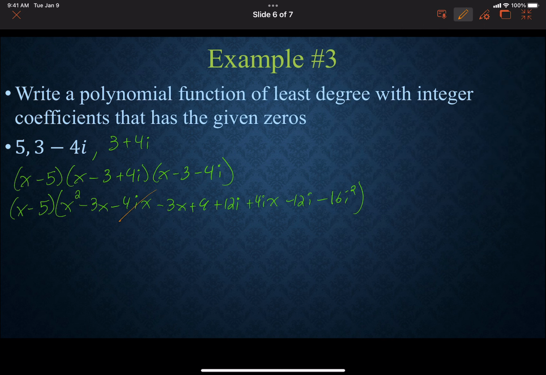Negative 4ix and positive 4ix are gone. 12i, negative 12i are gone. And then the last i left is an i squared. Well, we have to remember that if i is defined as the square root of negative 1, that means i squared is equal to negative 1. So I really have negative 16 times negative 1, which means this is really a plus 16. And what's supposed to happen, and if it doesn't, you screwed up somewhere, is you combine all your remaining terms, and you're supposed to create a quadratic trinomial that does not have an i term left over.